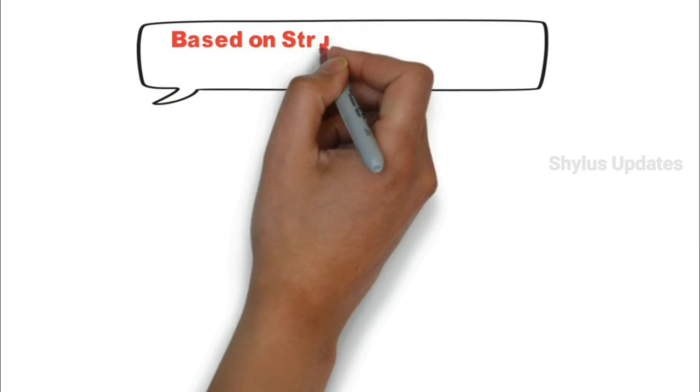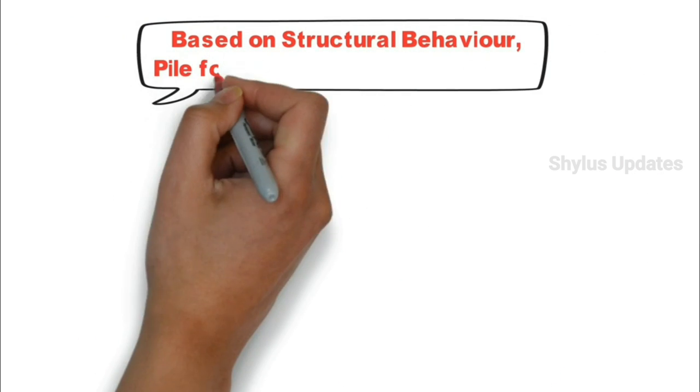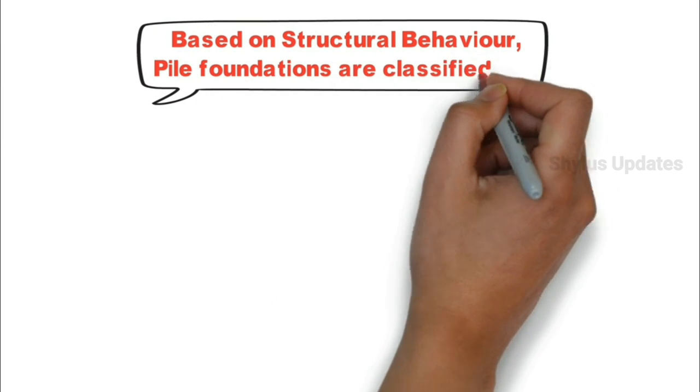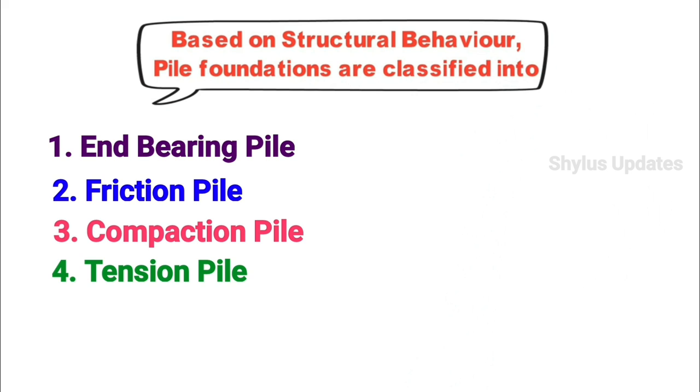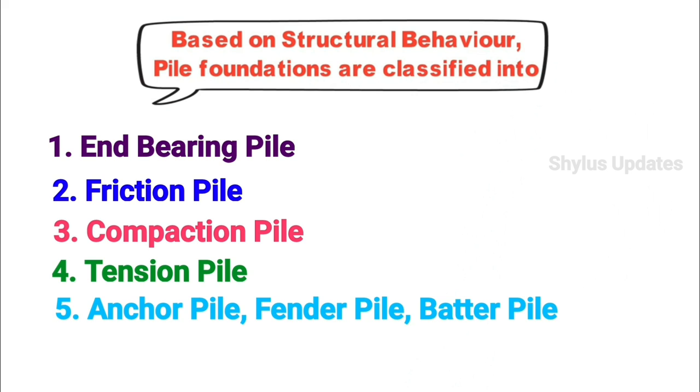Based on structural behavior, pile foundations are classified into end bearing pile, friction pile, compaction pile, tension pile, anchor pile, fender pile and batter pile.